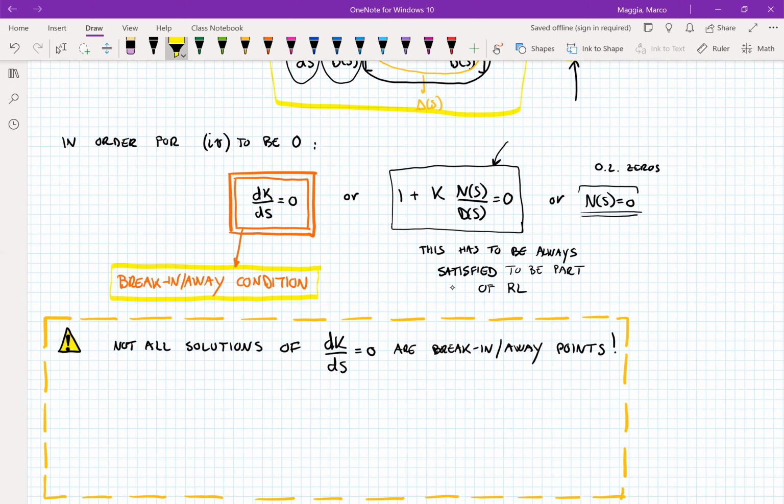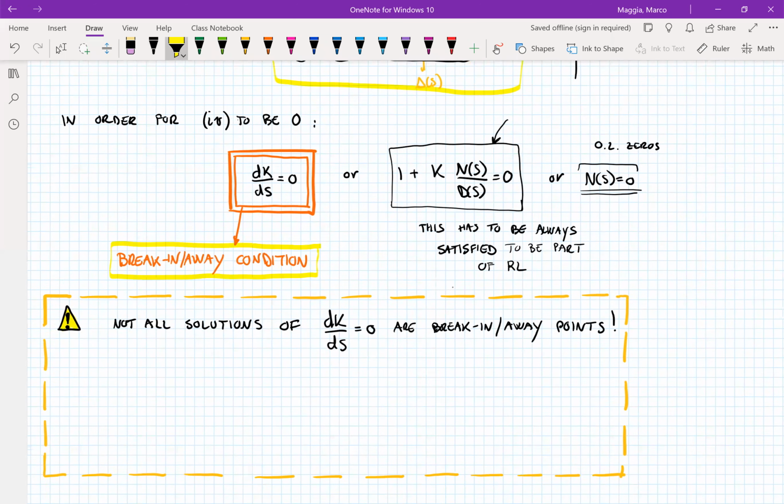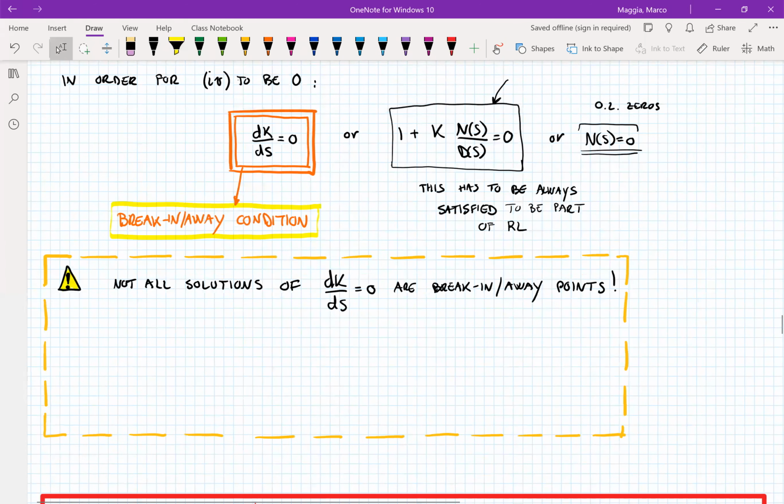So break-in or breakaway points are solutions to this equation. Now, there's a thing that you have to keep in mind, that not all the solutions of this equation are break-in or breakaway points. In other words, dk over ds equals 0 is a necessary condition for a solution to be a break-in or breakaway point, but it's not necessary and sufficient.